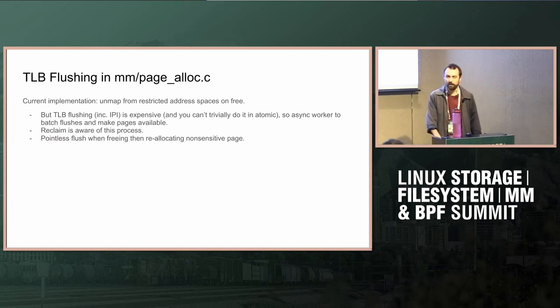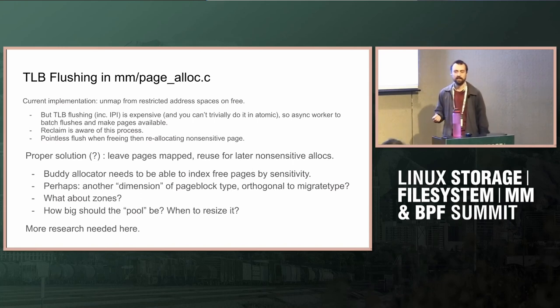So I want to get some early thoughts on what it would look like to do this properly, which I think probably means we need to remember the sensitivity of free pages. It's not really about sensitivity anymore, but we need to remember whether or not they're mapped in the restricted address space. So rather than doing a TLB flush, we remember whether it's mapped. And then when a new allocation request comes in, if it's requesting a non-sensitive page, we've got one ready to go and we just give it one of them.